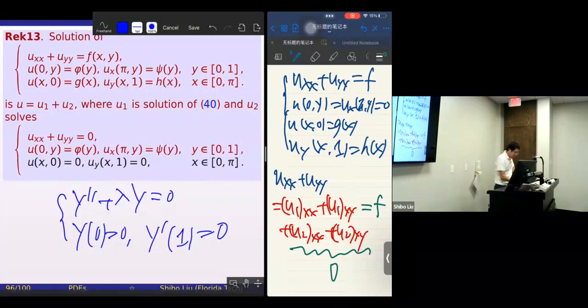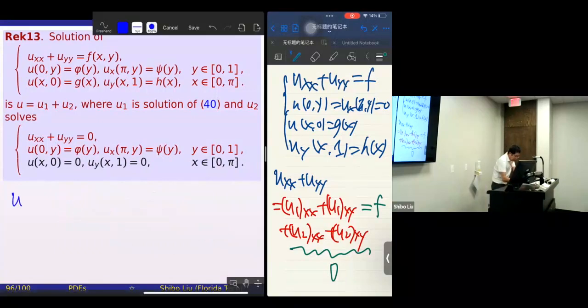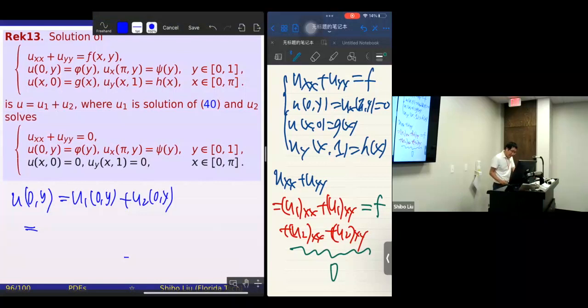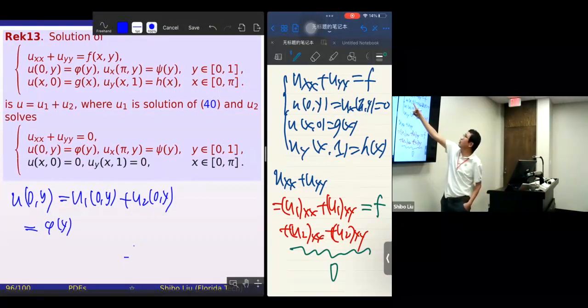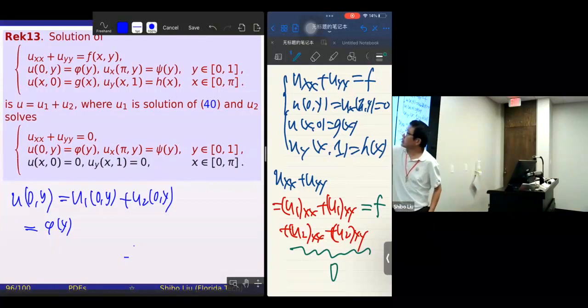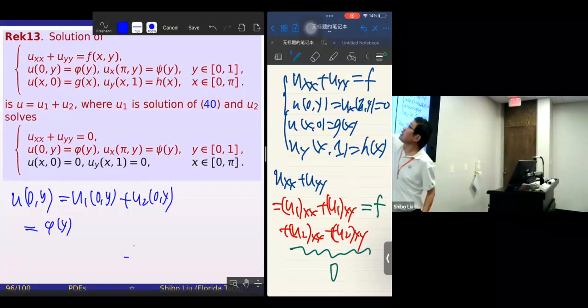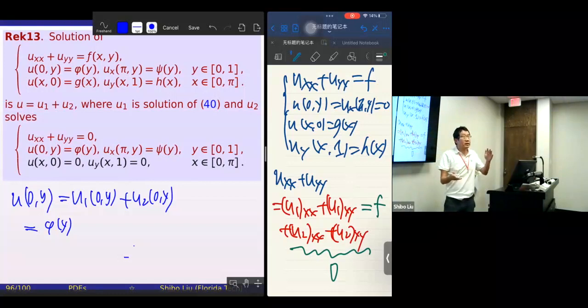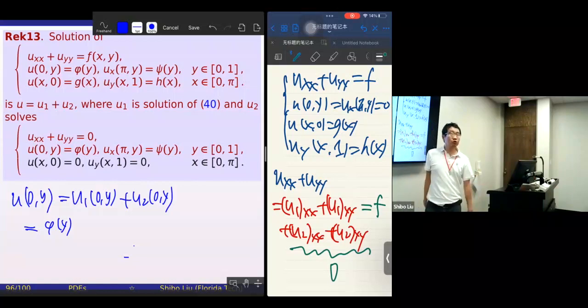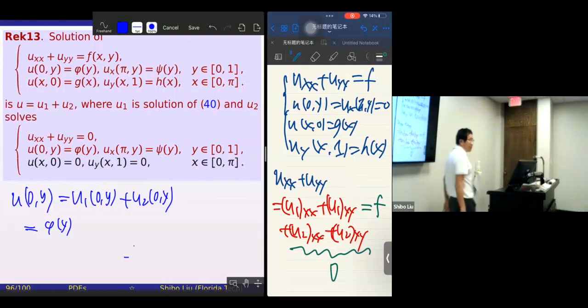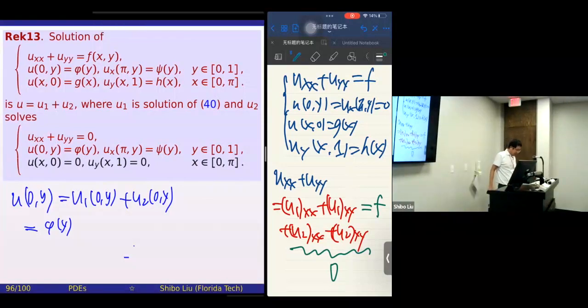For the boundary value condition, for example, let's check U(0,y). U(0,y) is U1(0,y) plus U2(0,y). But U1(0,y) is what? U1 is the solution of this, so U1(0,y) is 0. U2(0,y) is phi(y). Therefore, their sum is phi(y). So their sum satisfies the boundary condition at x equal to 0. Okay? And similarly, you can check the other three. The boundary consists of 4 segments. We already checked one of the segments. You can similarly check the other 3 segments. So our claim, that their sum is the solution of our completely non-homogeneous problem, is verified. Okay? So this problem.